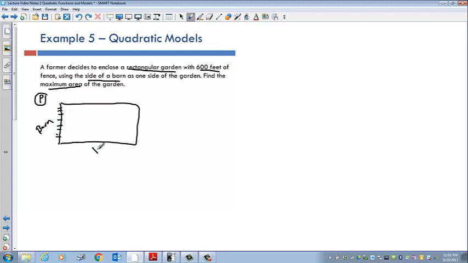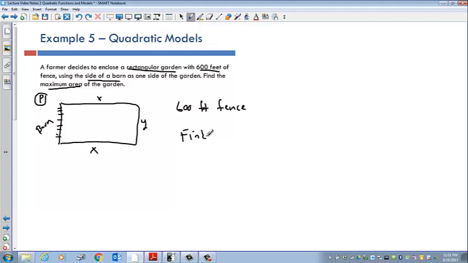Of course, we'll label the horizontal stuff X, vertical stuff Y. I probably wouldn't label this Y because you don't need a fence here. This is a barn. I have 600 feet of fence. Notice that's not area stuff because it's not feet squared. This is the amount of material I have. And always write down what you need to find.